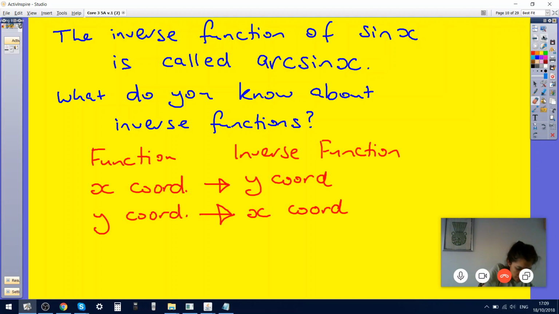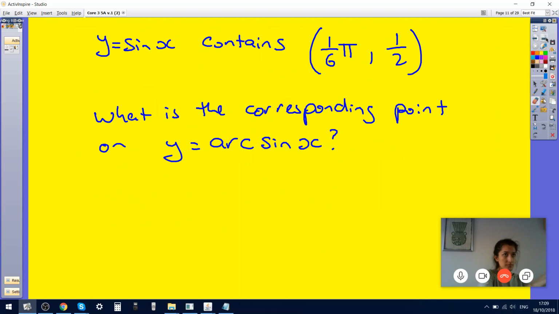An inverse function is a reflection in the line. I think last time, do you remember, to find the inverse function we would swap the x with the y? Yeah. So the x coordinate of the function is the y coordinate of the inverse function, and the y coordinate of the function is the x coordinate of the inverse function.